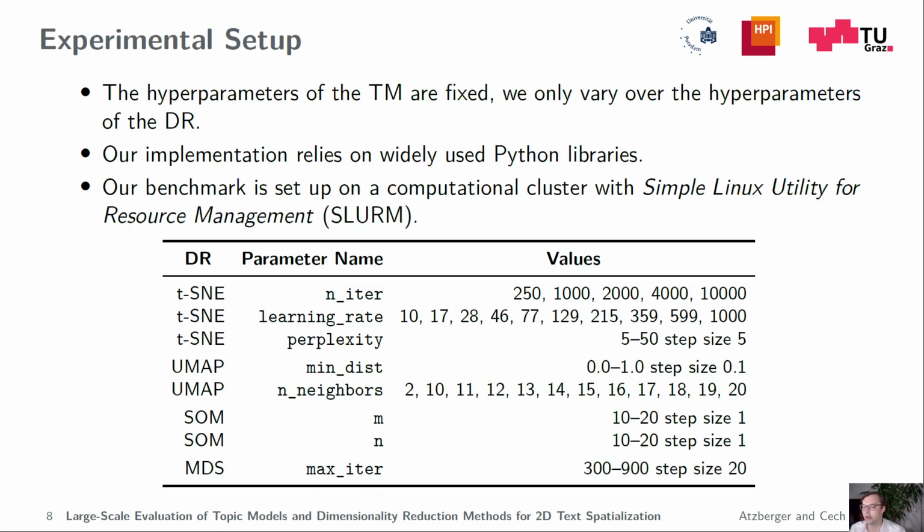In our experiments, we keep the hyperparameters of each topic model dataset combination fixed and only vary over the hyperparameters of the dimensionality reduction as shown in the table below. Our implementation relies on widely used Python libraries, for example scikit-learn or Gensim for topic modeling. Our benchmark runs on a computational cluster which is organized using Slurm.